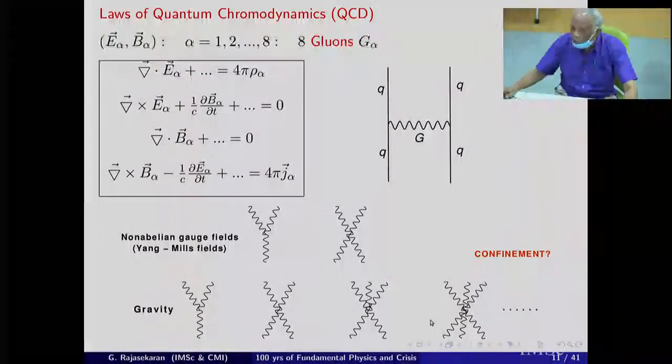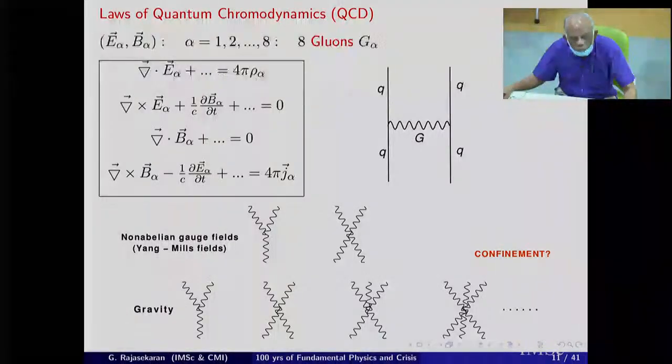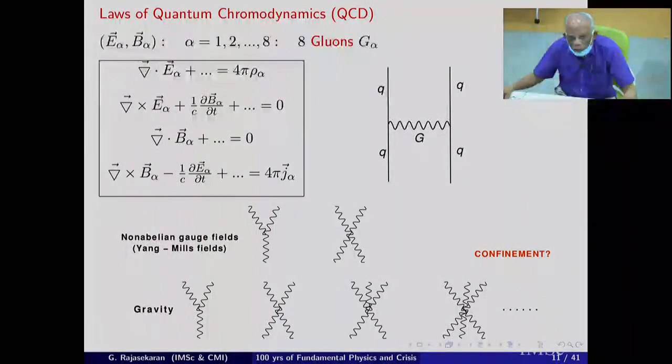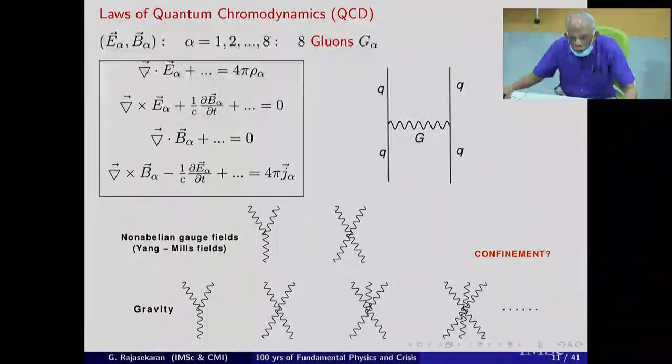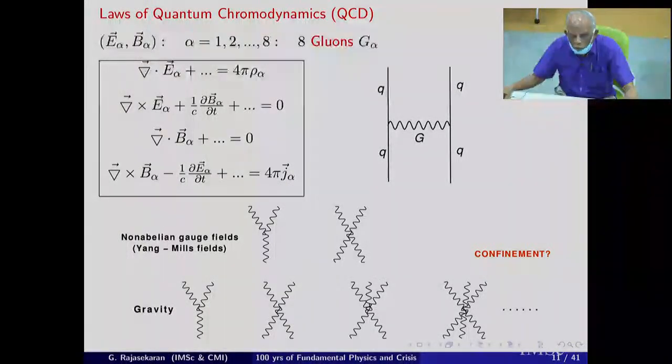to the strong interactions, the laws of quantum chromodynamics, which is shortened to QCD. Now, the electroweak dynamics is a generalization of electrodynamics 4 times. Quantum chromodynamics is a generalization 8 times. So the fields have an index alpha, a Greek index, which goes from 1 to 8. And their quanta are called gluons. There are 8 gluons, G alpha. And their interchange between quarks is what binds the quarks tightly to form the proton and neutron. The gluons glue the quarks together. That's why they are called gluons.